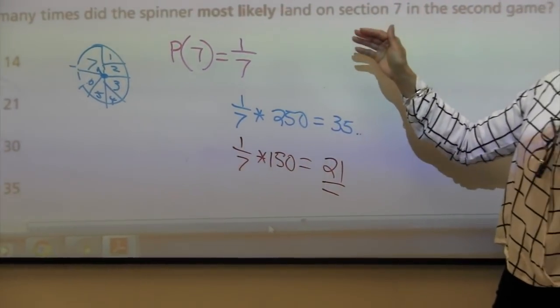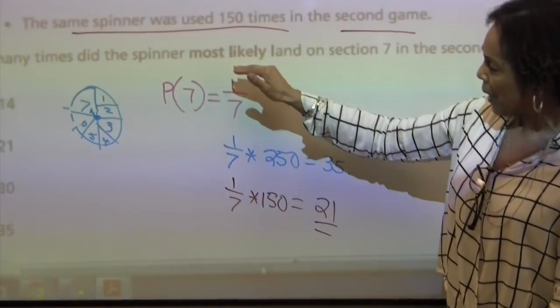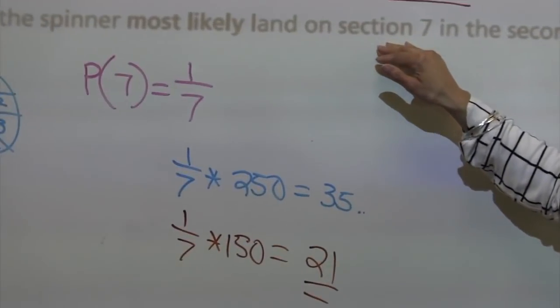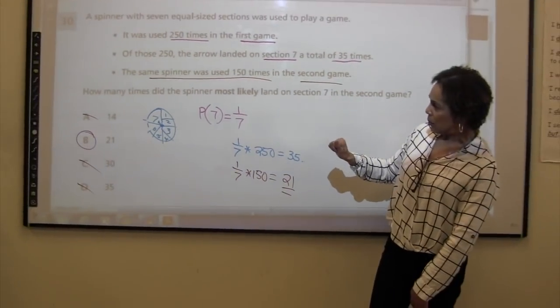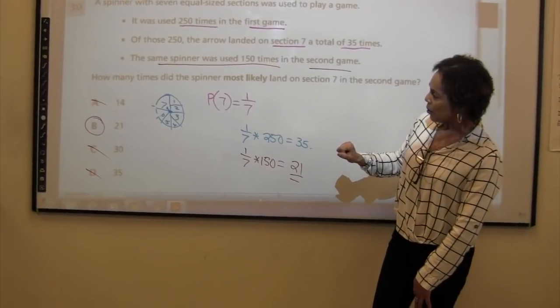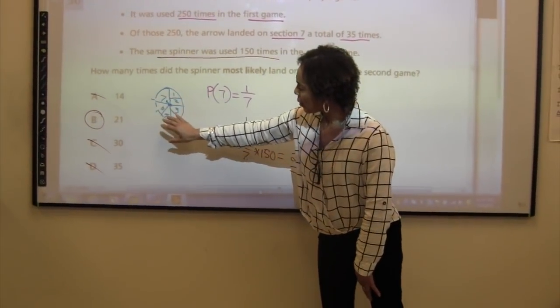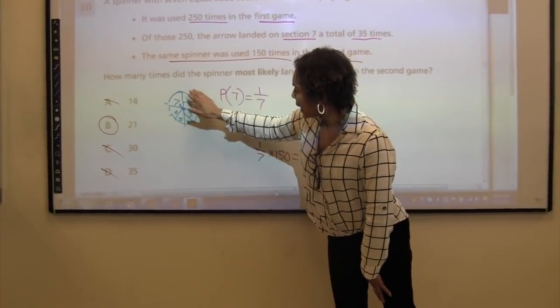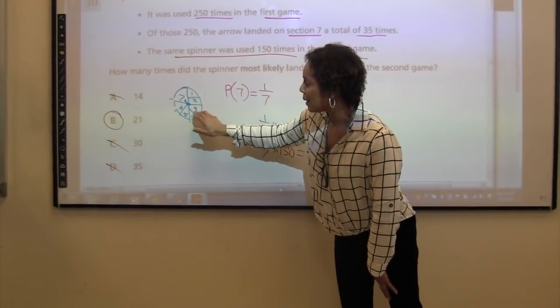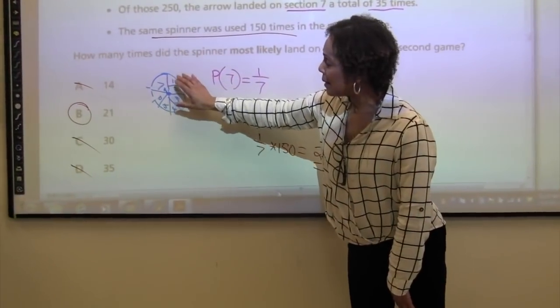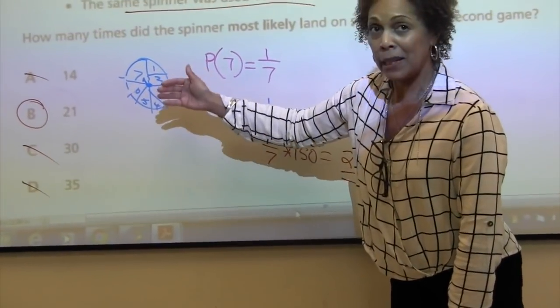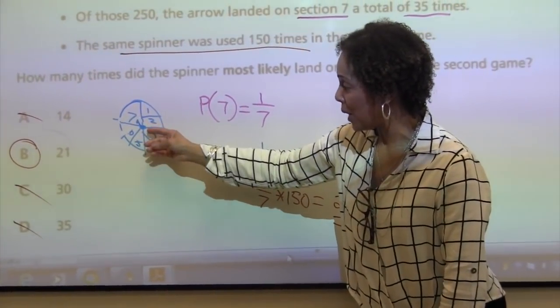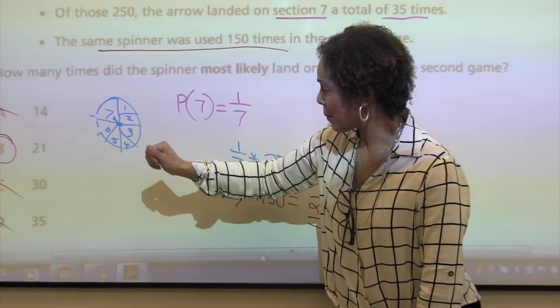¿Cuál es la probabilidad de que ocurrió eso? Llegó en la sección 7. Lo que tiene el Dr. Rob aquí es un círculo con 7 secciones, y este círculo representa el giro. Ustedes pueden ver la flecha, ¿no?